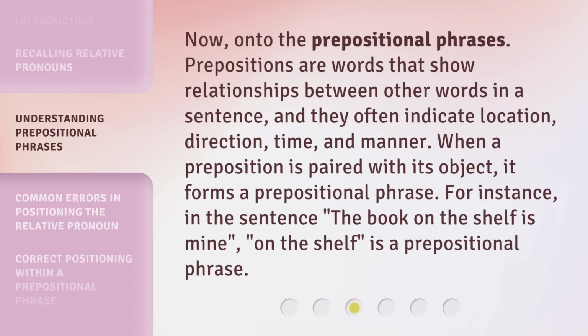Now, onto the prepositional phrases. Prepositions are words that show relationships between other words in a sentence, and they often indicate location, direction, time, and manner. When a preposition is paired with its object, it forms a prepositional phrase. For instance, in the sentence, "The book on the shelf is mine," "on the shelf" is a prepositional phrase.